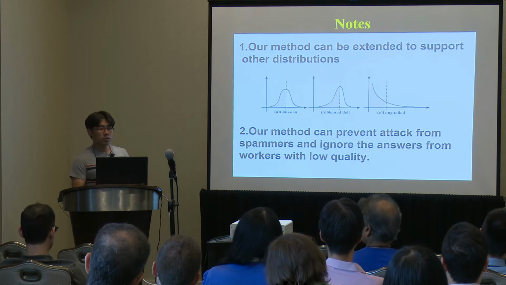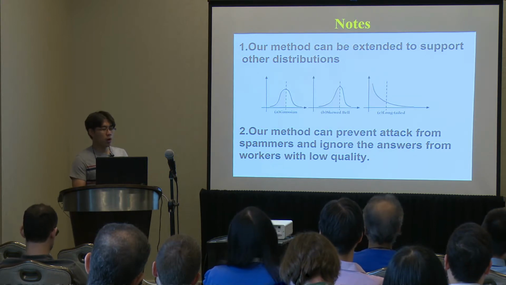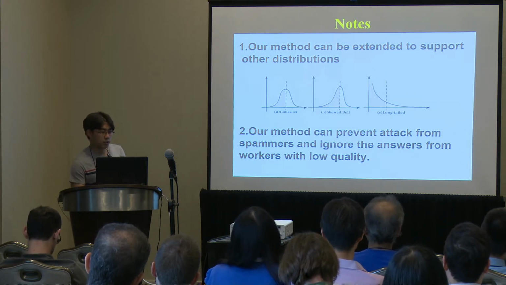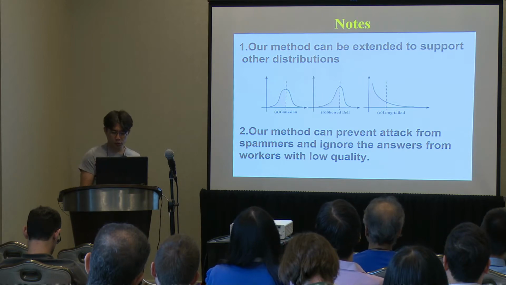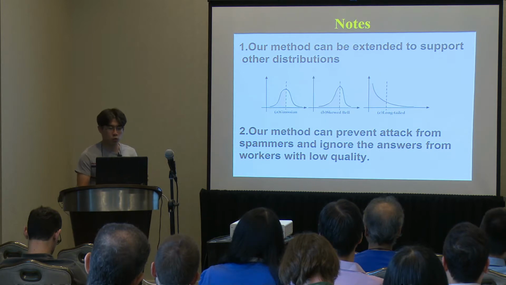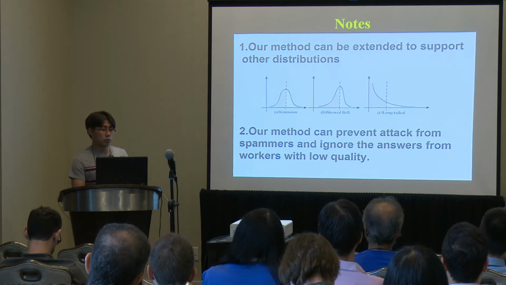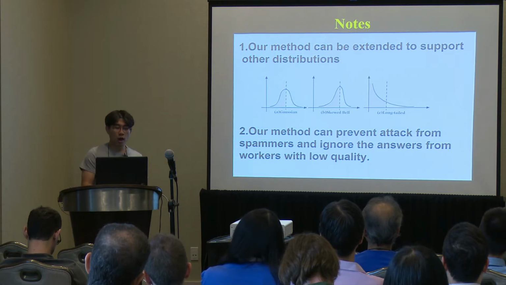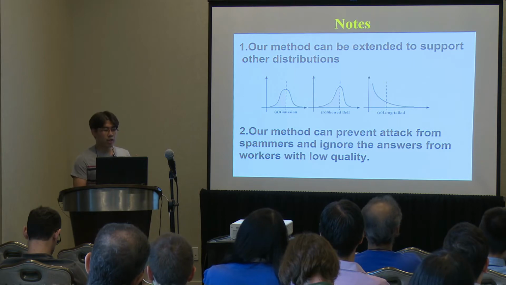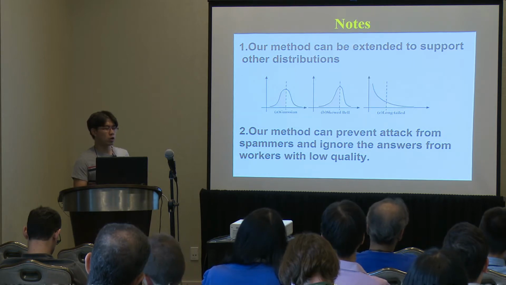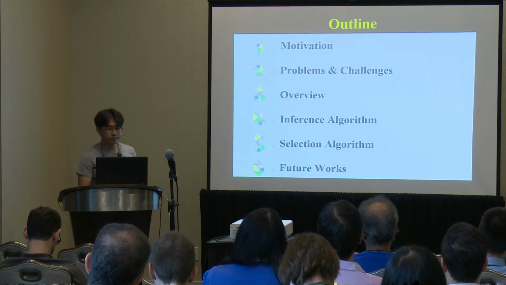In each iteration, we select objects which are most likely to be misplaced. Also, our method can be extended to support other distributions, maybe a Gaussian distribution or a skewed distribution or long-tailed distribution, such as the Zipf distribution. And also, our method can prevent attacks from spammers and ignore the answers from workers with low quality.